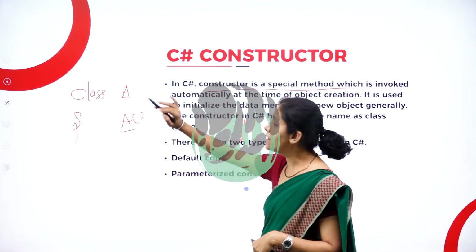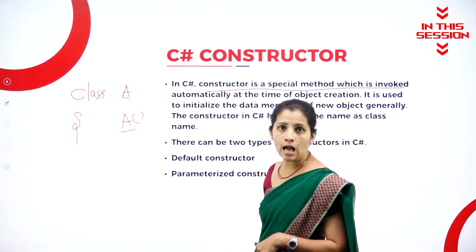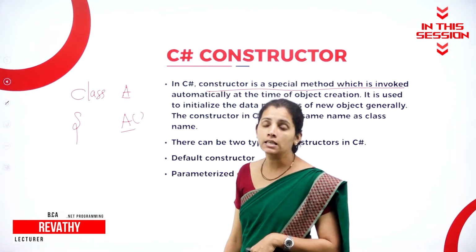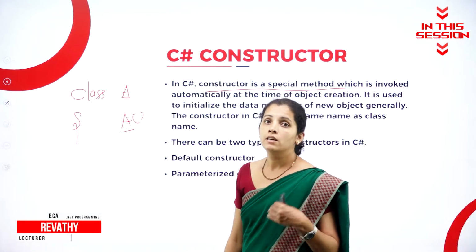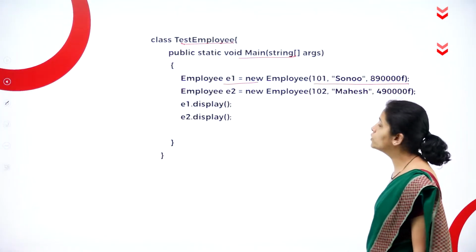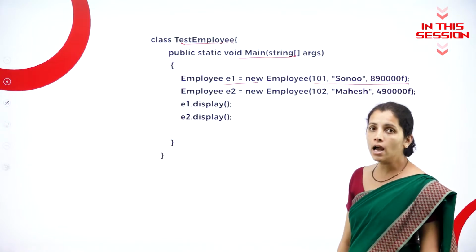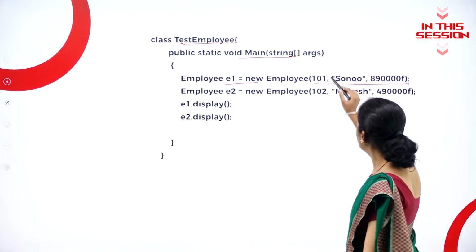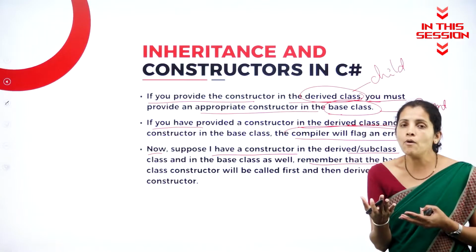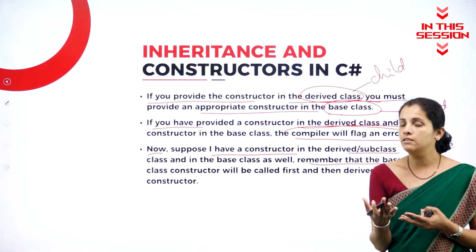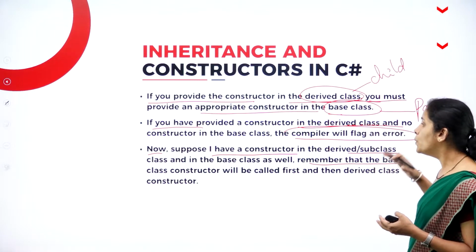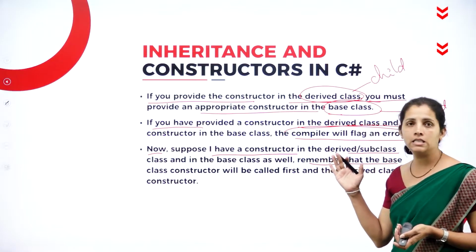When I create the object of the class, the constructor belonging to that class gets invoked automatically. What are the parameters I'm going to pass? That is 101, which is nothing but the employee ID. How am I going to call the constructor? First, I want to call the constructor which belongs to the base class.